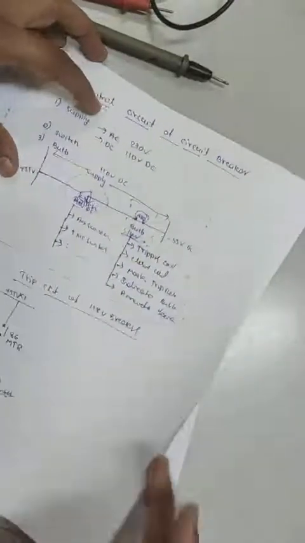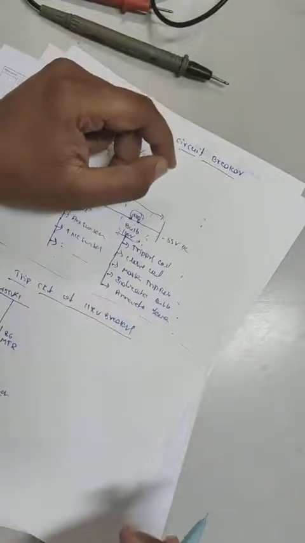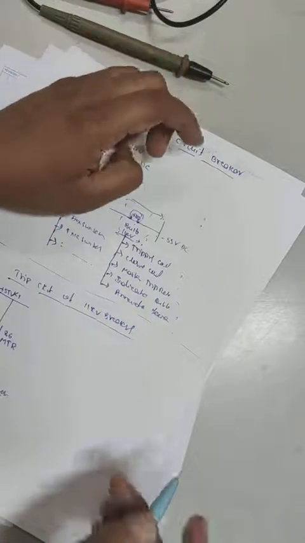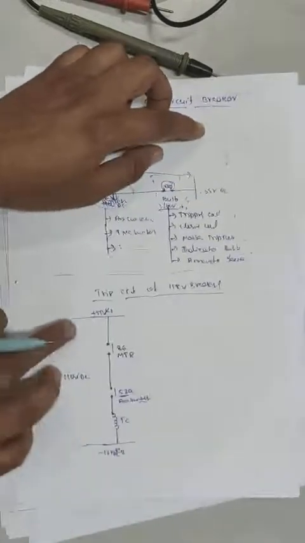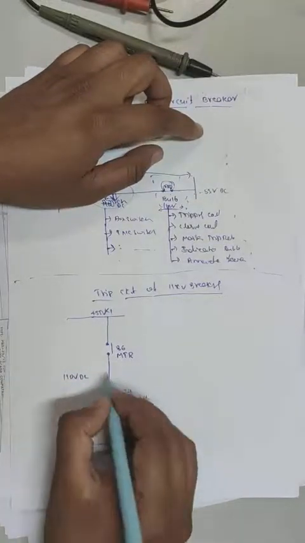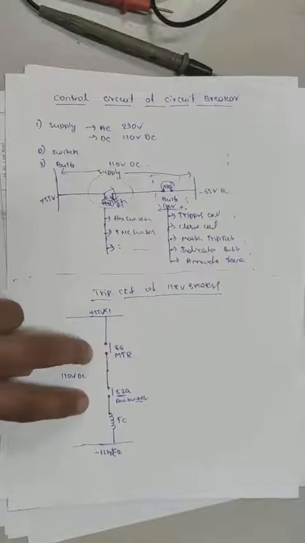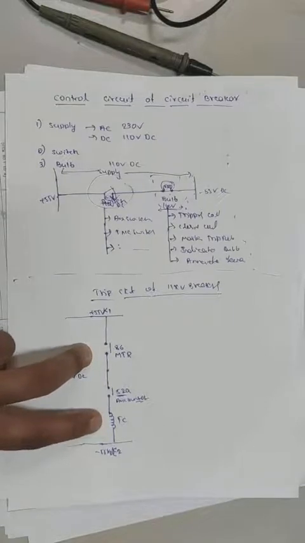So now you know what the auxiliary switch is and its significance in the breaker control circuits. This is a very simple circuit. Two switches are there, and one bulb, that means the tripping coil, and the supply.